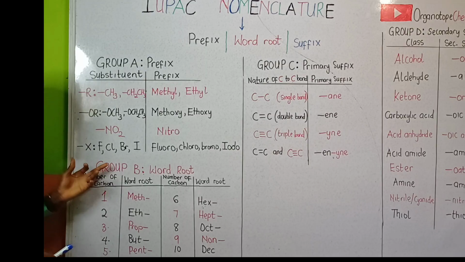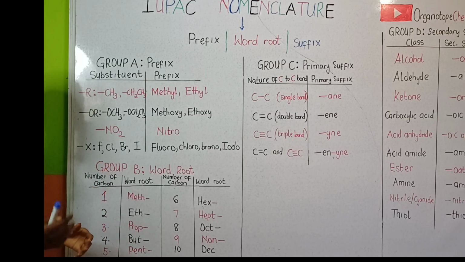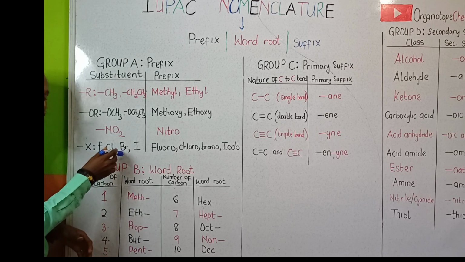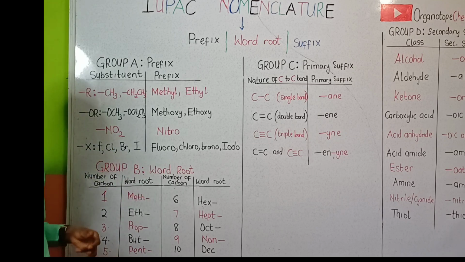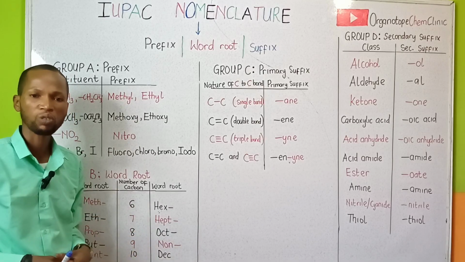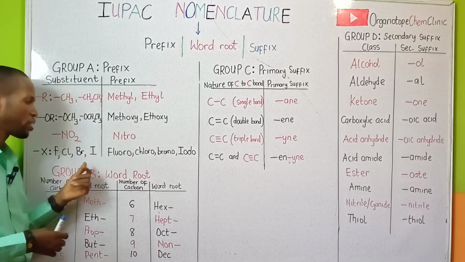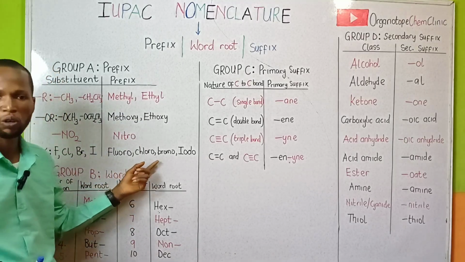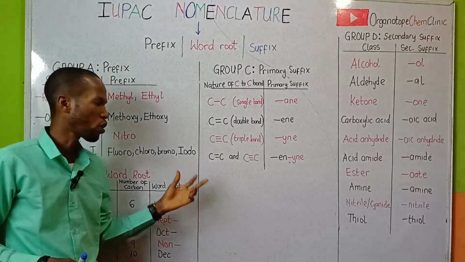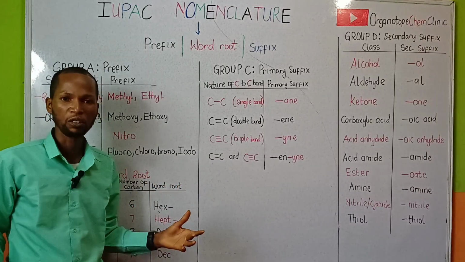And the last one for this group is the halogen, the group 7 elements in the periodic table. We have the fluorine, chlorine, bromine, iodine. When they are found in substituent position, they are assigned the names: fluorine, fluoro; chlorine, chloro; bromine, bromo; and the iodine is the iodo.